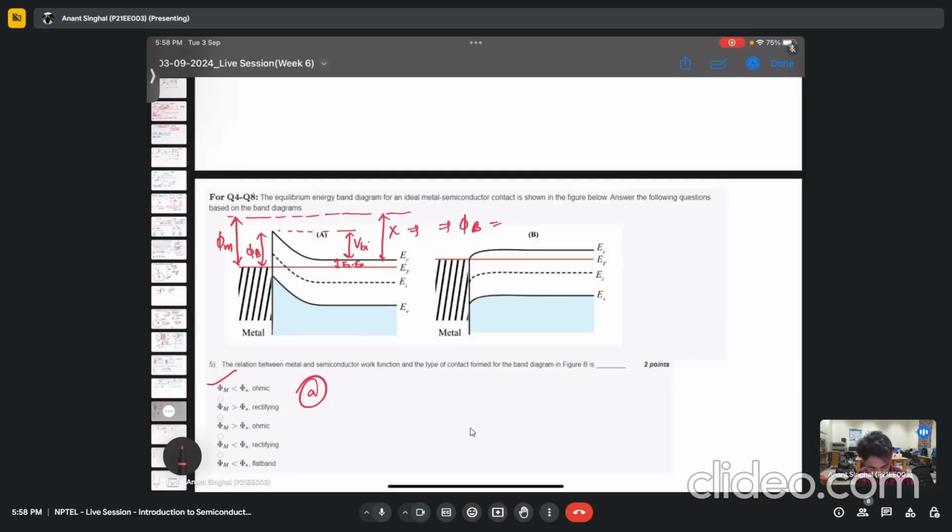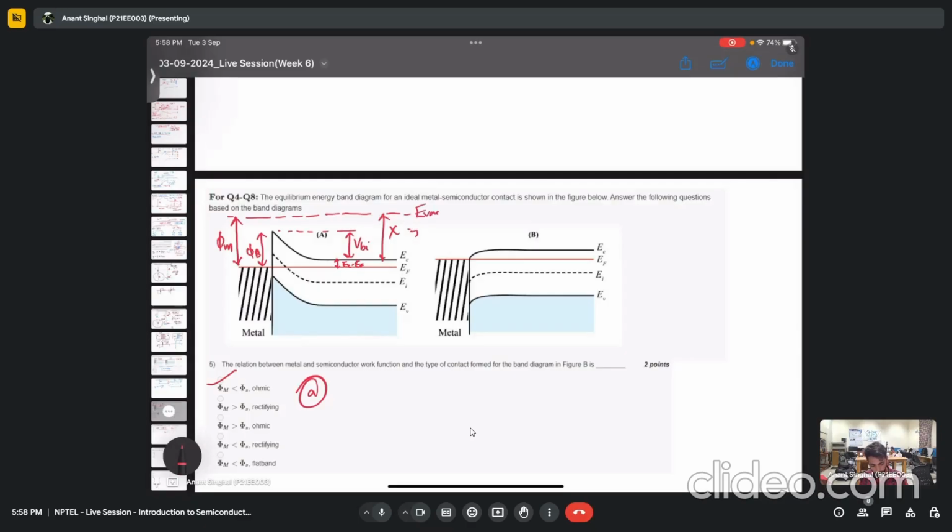Is there any doubt in the diagram that I have just labeled? Is there any doubt? Please let me know. Am I audible, guys? Yes, sir.